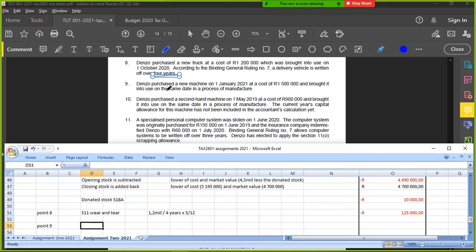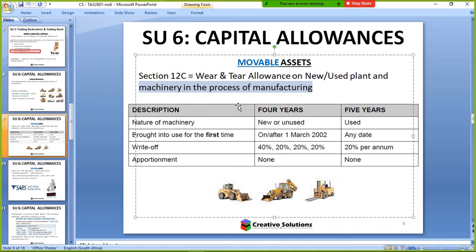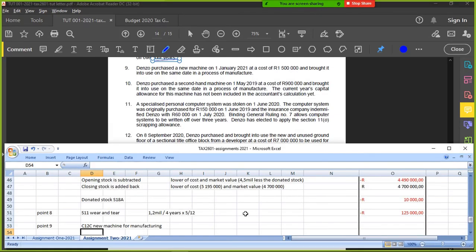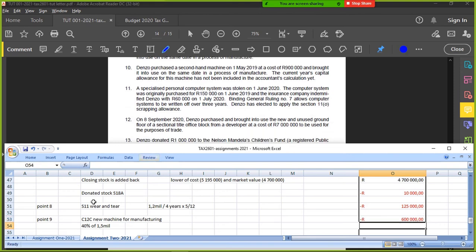Yes. Number 9. Purchase a new machine on the 1st of January at a cost of 1.5 million, brought into use in the process of manufacturing. So this is section 12C, a new machine for manufacturing. It's new, so 40%. Make sense? Yes. 40% off, how much was it? 1.5. Negative 600,000.